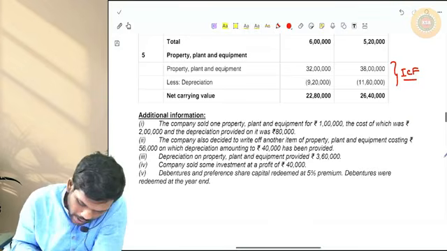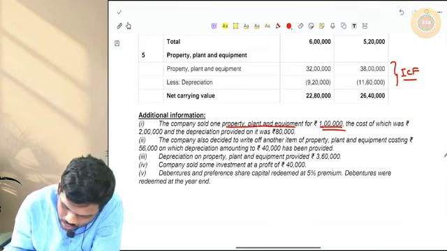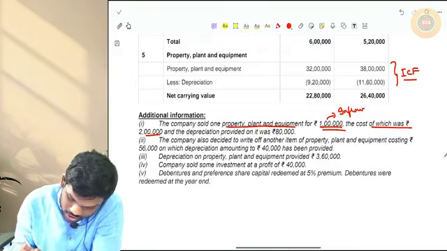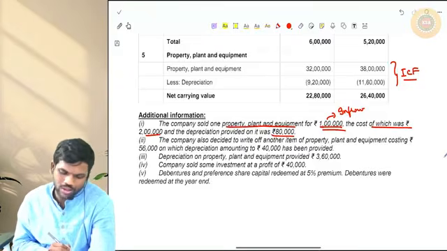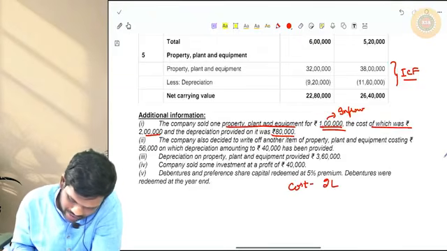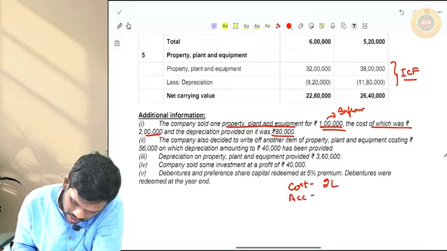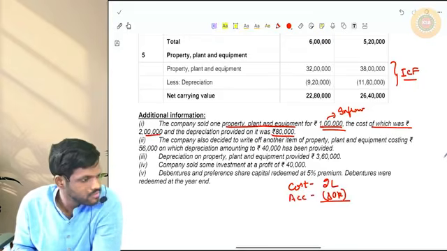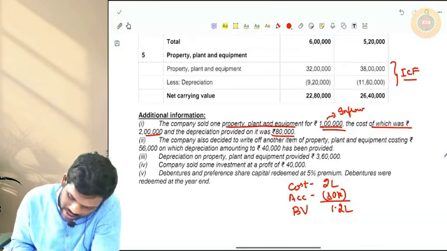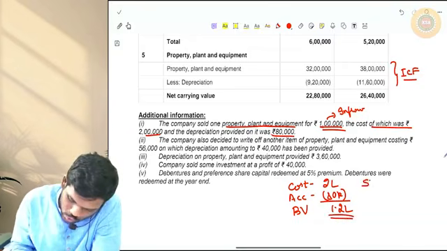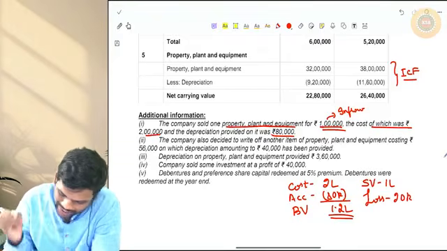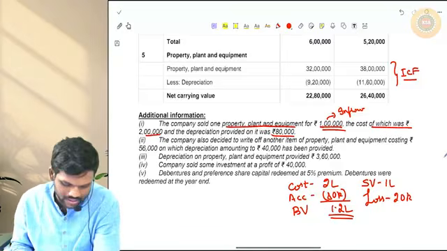The company sold one PPE, property, plant and equipment, for rupees 1 lakh. So this is an inflow. The cost of which was 2 lakhs. Original cost is 2 lakhs. Depreciation provided on that was 80,000. That means cost 2 lakhs, accumulated depreciation for that asset is minus 80,000. So the book value will be 1.2 lakhs. So an asset having a book value of 1.2 lakhs, you sold it for 1 lakh. That means there is a loss on sale of 20,000. Ensure first you calculate this properly.